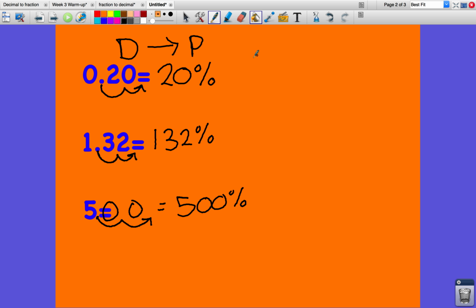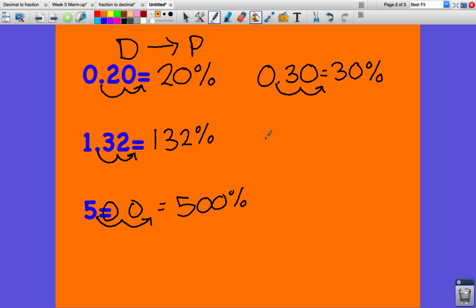Okay, I want you to pause the video and try solving this one. Change 30 hundredths into a percent. Pause the video, find some scratch paper, or visualize what my answer would be as a percent. Okay, so you should have taken this decimal and moved it 2 spaces to the right, and 30 hundredths is equal to 30%.